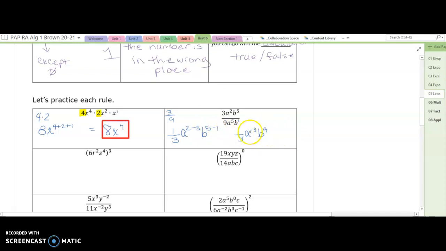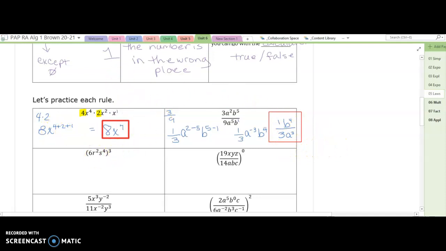Whenever I said he wasn't happy, that means he's at the top as a negative, so he needs to move to the bottom as a positive. The 3 is already on the bottom, so we're going to leave him there. He's happy there. And I have a to the 3rd power there. b to the 4th power is okay up at the top. That 1 is okay up there. You can write a 1 or you can leave it out. It doesn't matter. That is it.